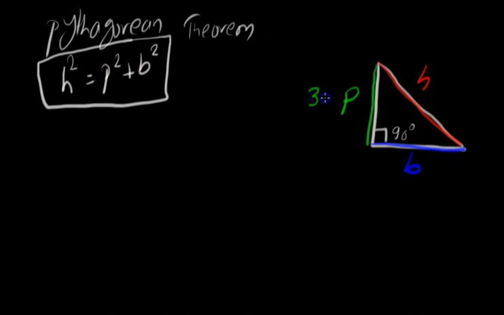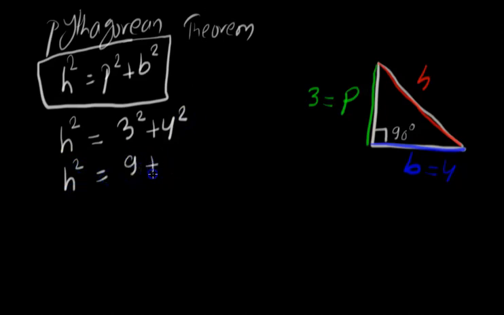Suppose we have perpendicular equal to 3 and base equal to 4. These two are given, so what will be the hypotenuse? Put this formula into action. h square is the value we need to find, the perpendicular is 3 square, and the base is 4 square. 3 square is 9, and 4 square is 16, so h square equals 9 plus 16.